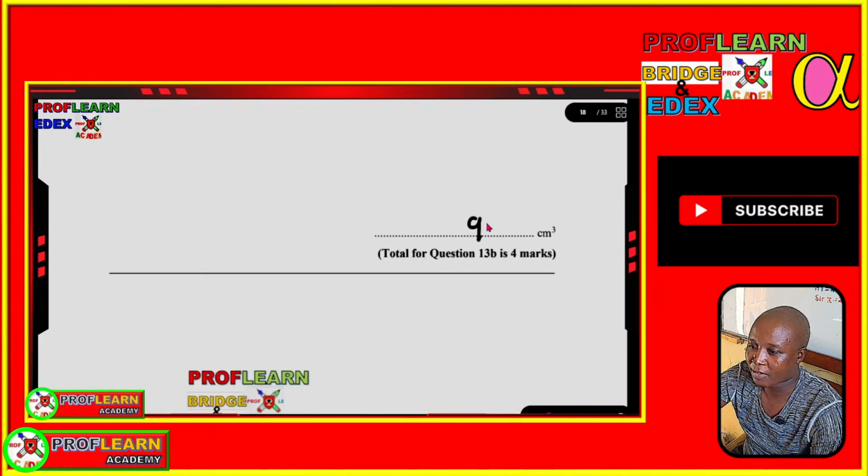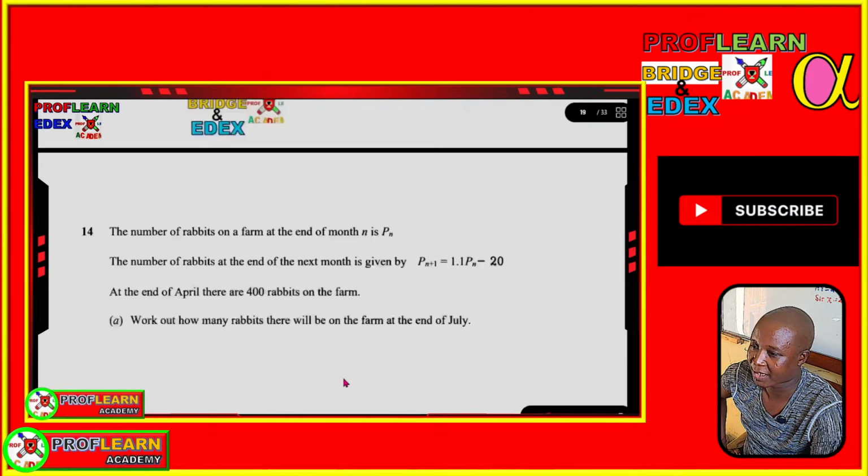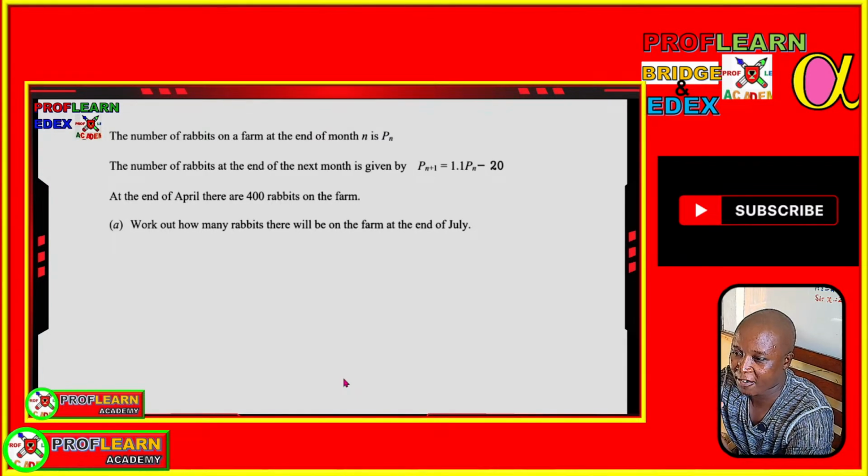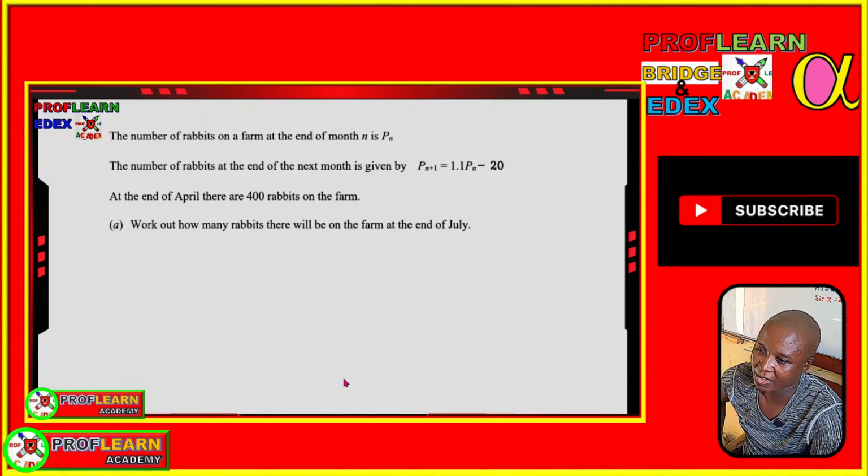So after working out that, we've gotten our answer as 926 centimeters cubed as the volume of the cylinder. Now we need to move to the next part. I know this question here is iteration. Iteration was tested in paper 2, but I deemed it fine. We can also look at it. Maybe it can also be tested, but in case it is not tested already, we saw it resurfacing in paper 2.